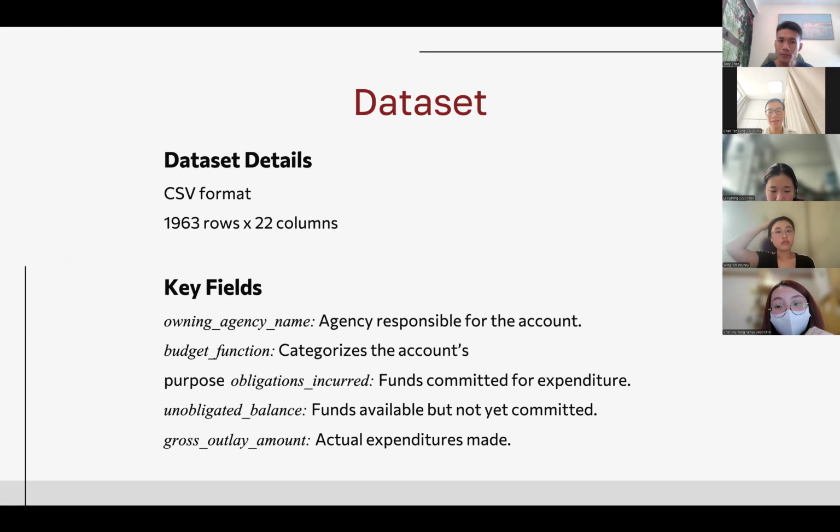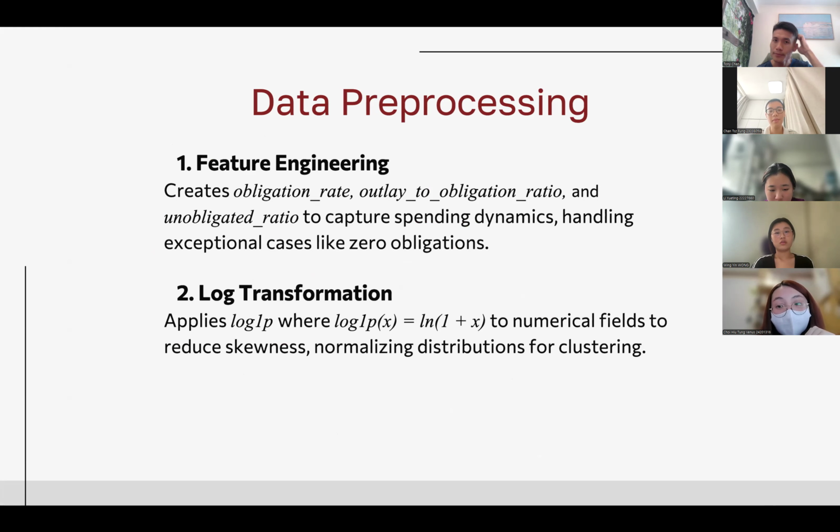Here are the important key fields and the explanation. In the next lines, here are the data processing steps. The first one is feature engineering that creates new columns like application rate and ratio. The second one is log transformation that transforms large numbers in log scale.